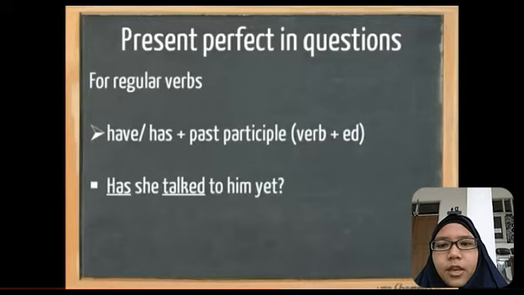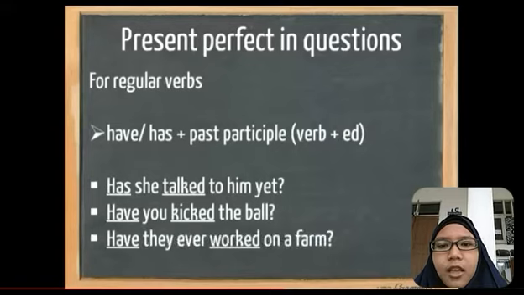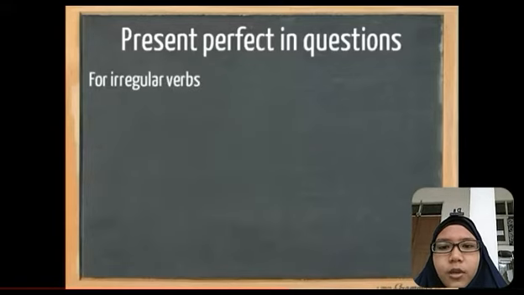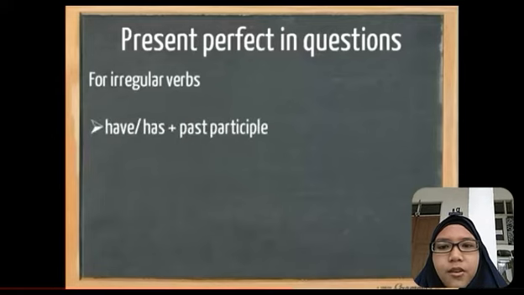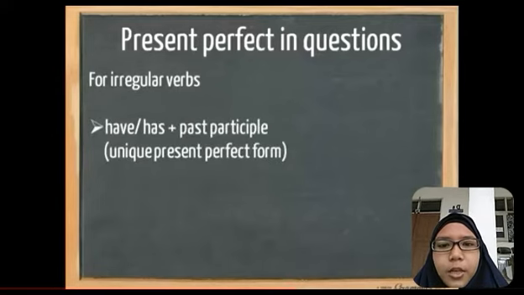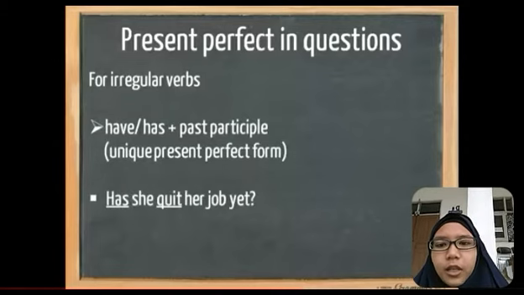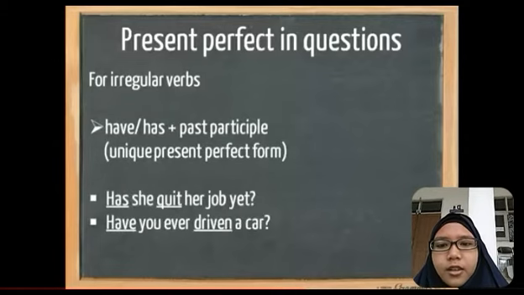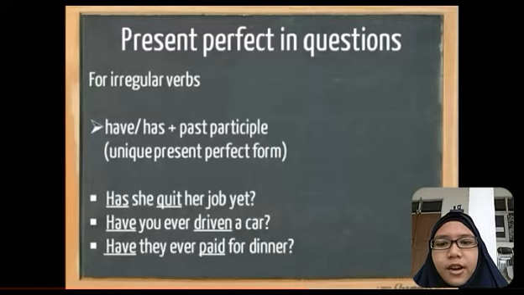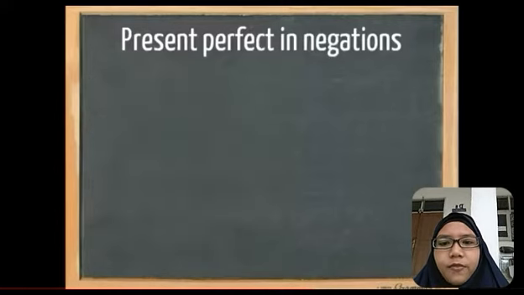Have you talked to him yet? Have you kicked the ball? Have they ever walked on a farm? For the irregular verbs, we also use the auxiliary verb to have and the past participle, but now the unique present perfect tense form. For example, has she quit her job yet? Have you ever driven a car? Have they ever paid for dinner?